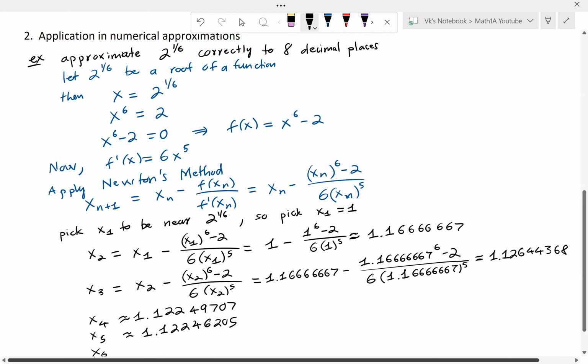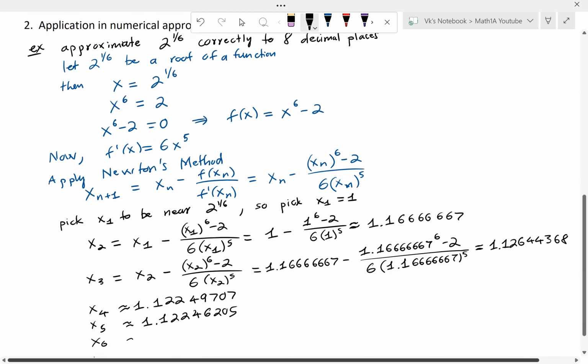x sub 6 is approximately 1.122460205. We have a repetition of 8 decimal places, so this is where we stop. And it is the approximation. Very cool. It's just a little tedious to do this. That is why it is good to write out a program either in C++ or in Python and let the program run through.